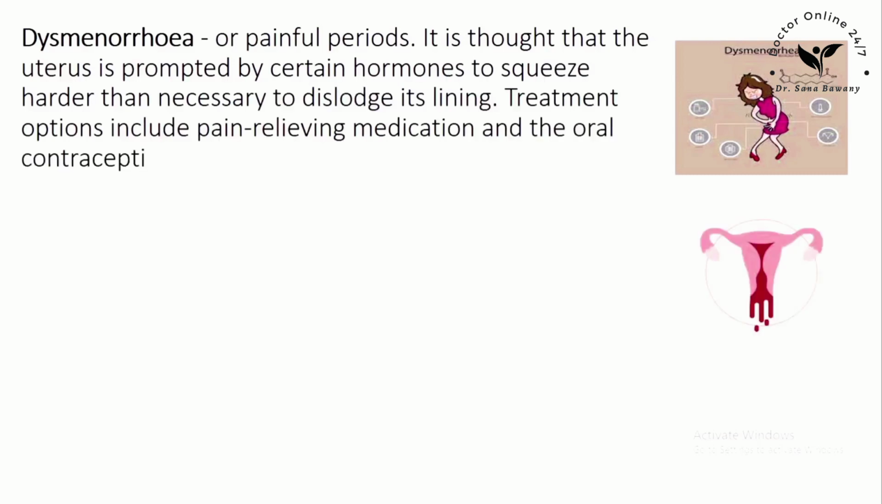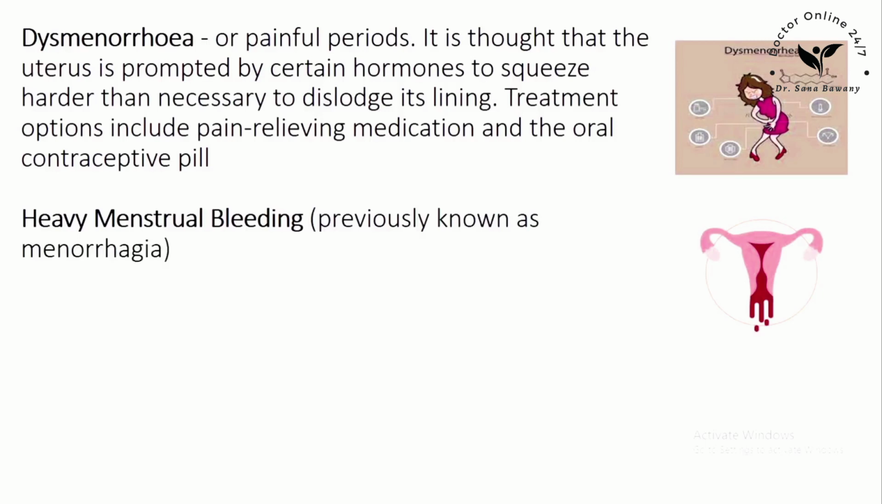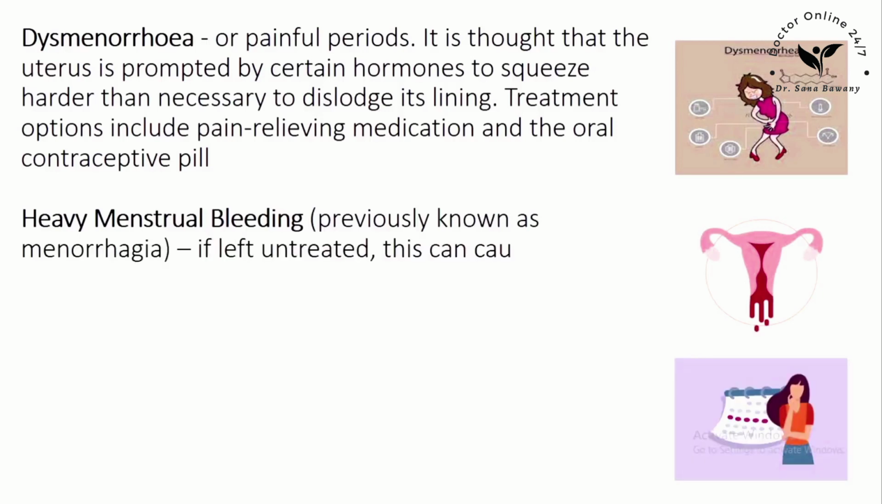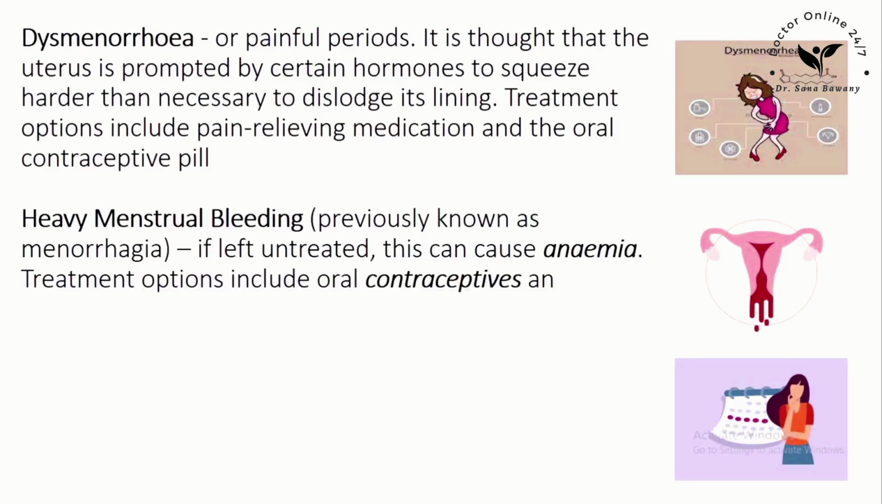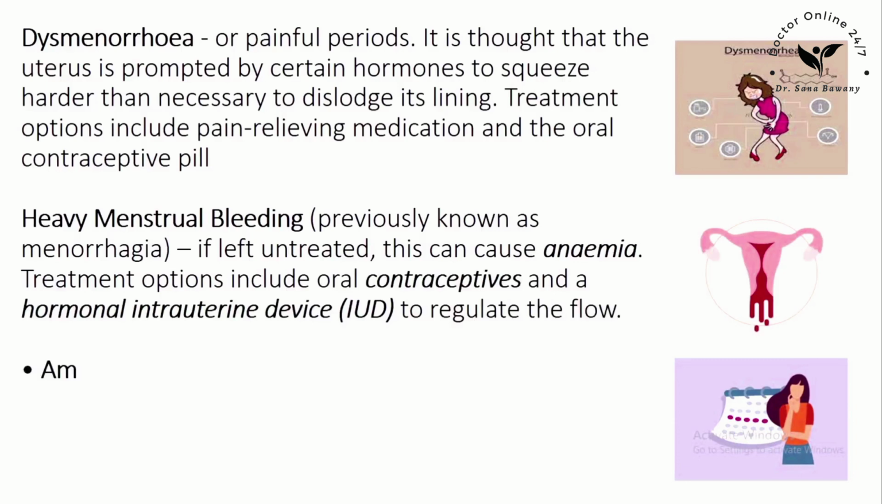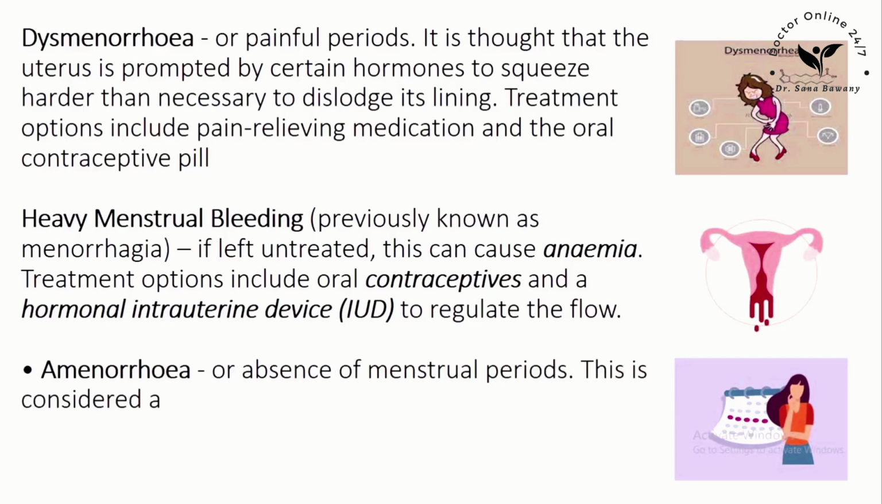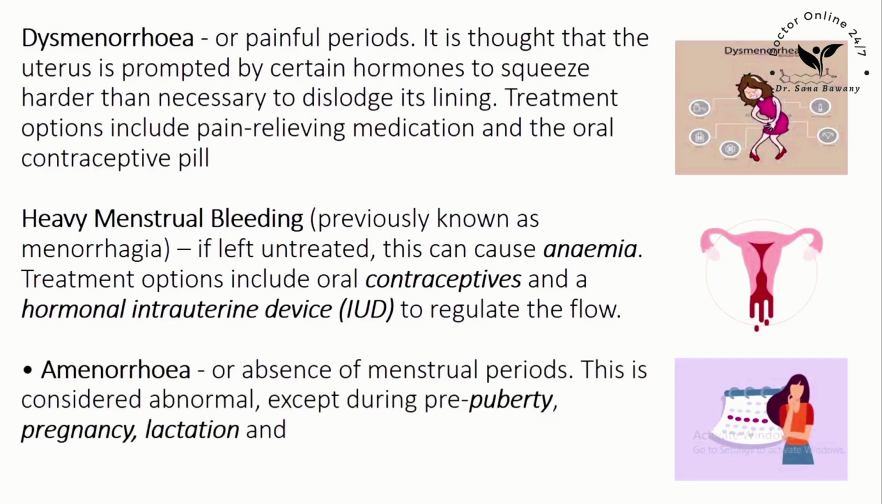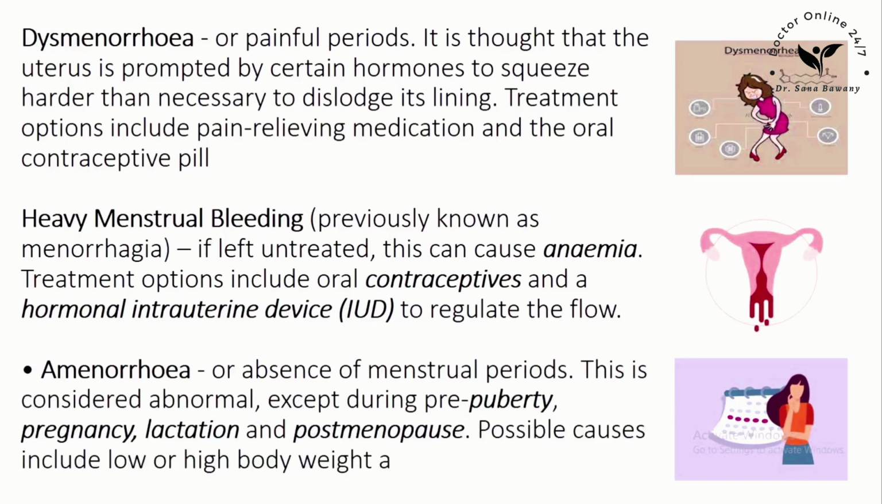Heavy menstrual bleeding, previously known as menorrhagia. If left untreated, this can cause anemia. Treatment options include oral contraceptives and a hormonal intrauterine device, IUD, to regulate the flow. Amenorrhea, or absence of menstrual periods. This is considered abnormal, except during prepuberty, pregnancy, lactation and postmenopause. Possible causes include low or high body weight and excessive exercise.